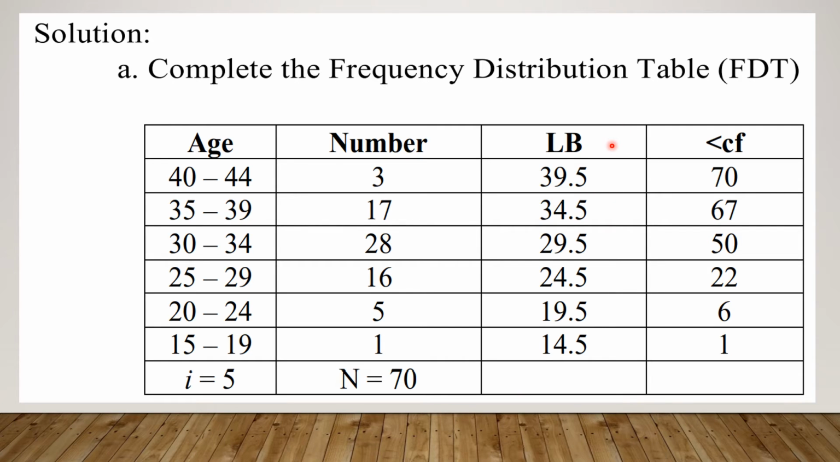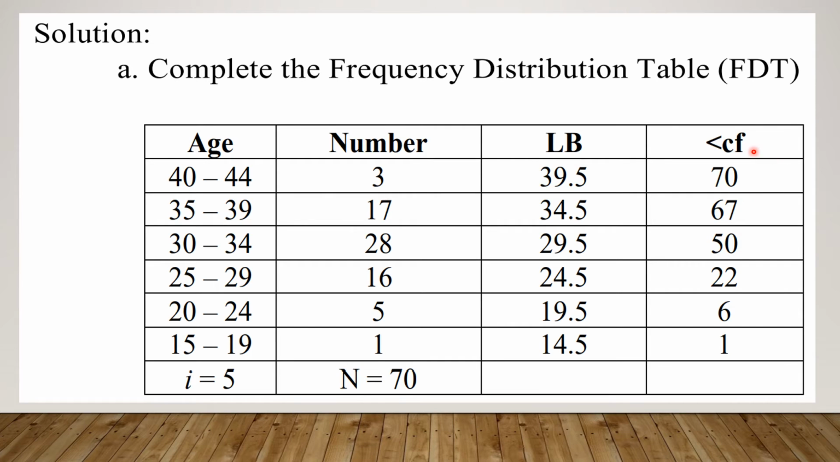To find the lower boundary, just subtract 0.5 from the smallest age in the class interval. 15 minus 0.5 is equal to 14.5. 20 minus 0.5 is equal to 19.5. 25 minus 0.5 is equal to 24.5. 30 minus 0.5 is equal to 29.5. 35 minus 0.5 is equal to 34.5. 40 minus 0.5 is equal to 39.5.